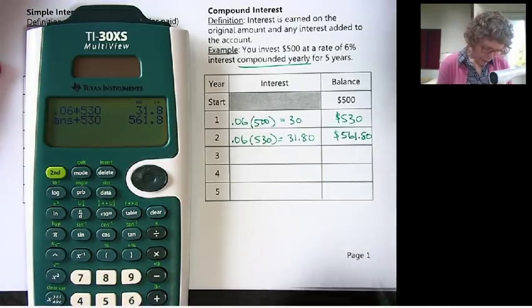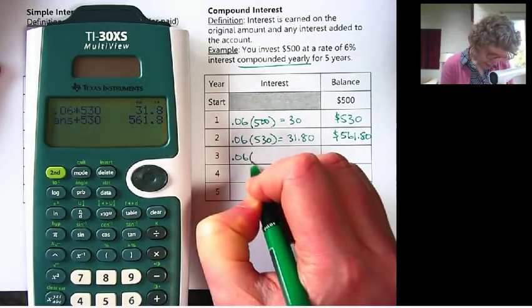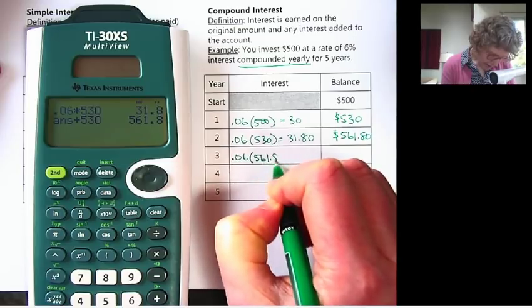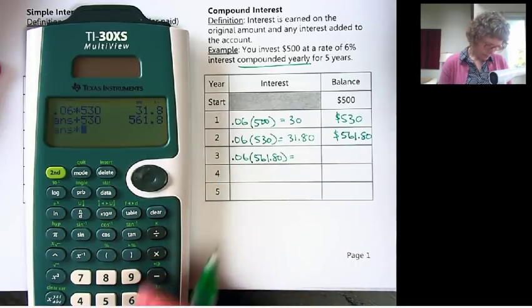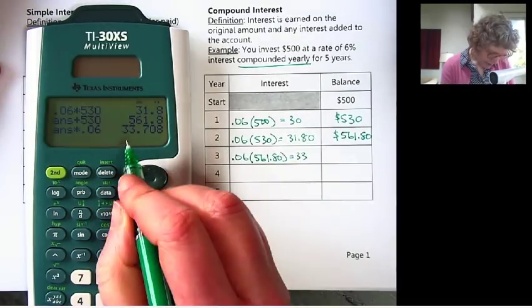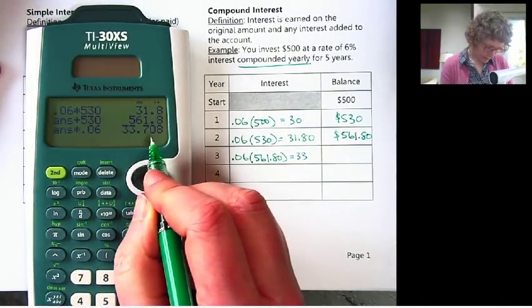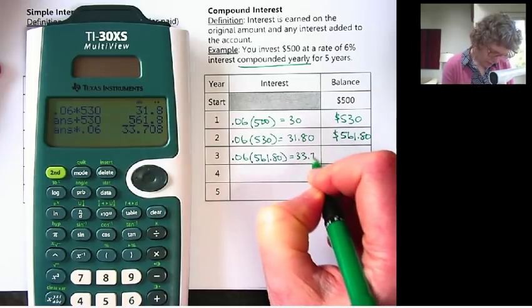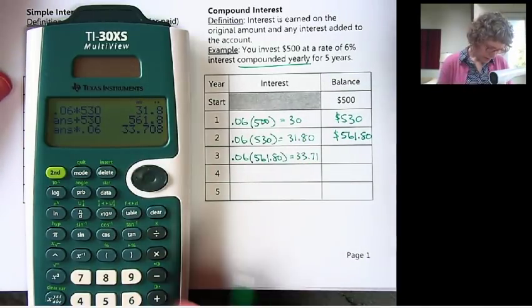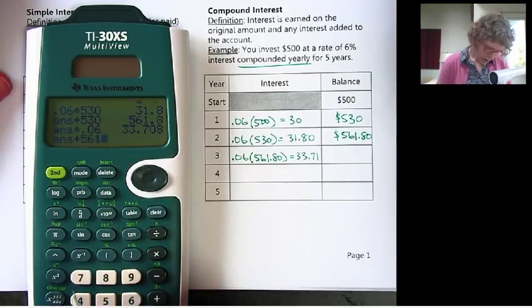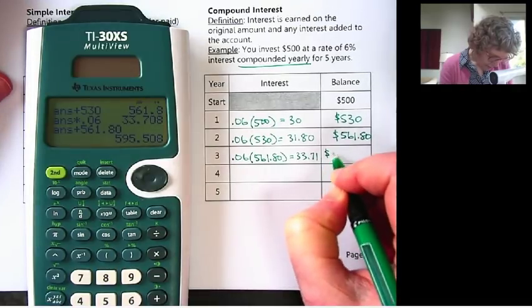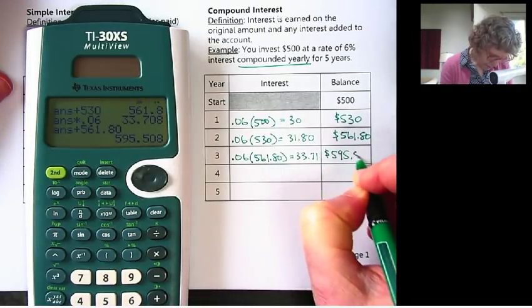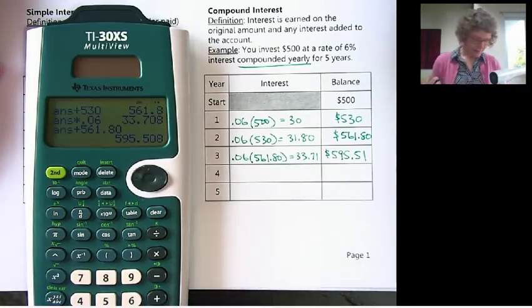Okay, let's keep going. Now we get 6% on our 561.80. So on my calculator, I've got it there, so I can just go times 0.06. 33.708, I'm going to round it, so I'm going to do 71 cents, plus 561.80 gives me 595.51. Now you notice I'm rounding.